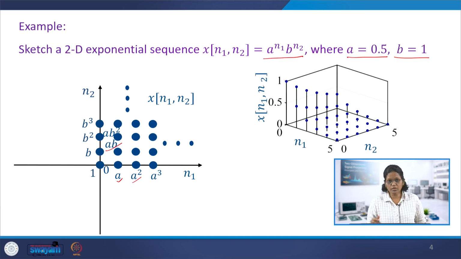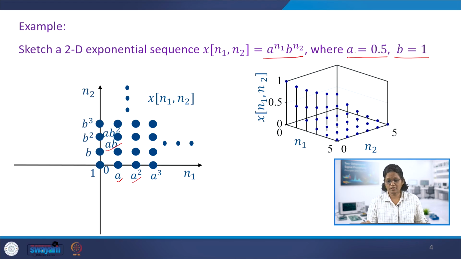But if we view it in 3D, with n1 and n2, you can see that it is a surface which is decaying like the 1D exponential. This is just a representation of a 2D exponential in 3D view, with x of n1 comma n2 depending on the n1 and n2 values. This is plotted for a and b of 0.5 and 1.